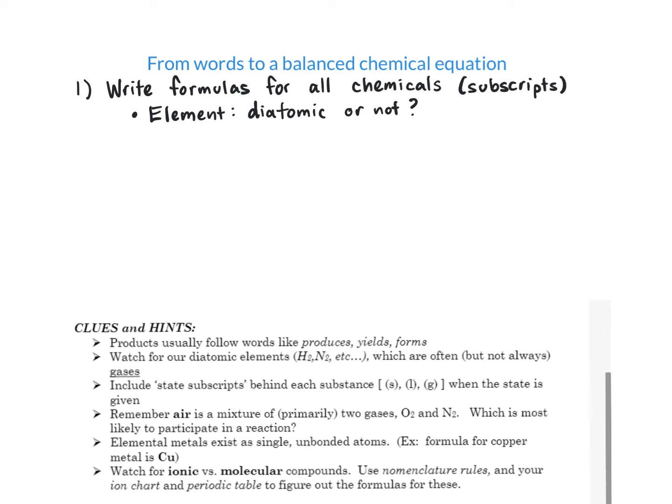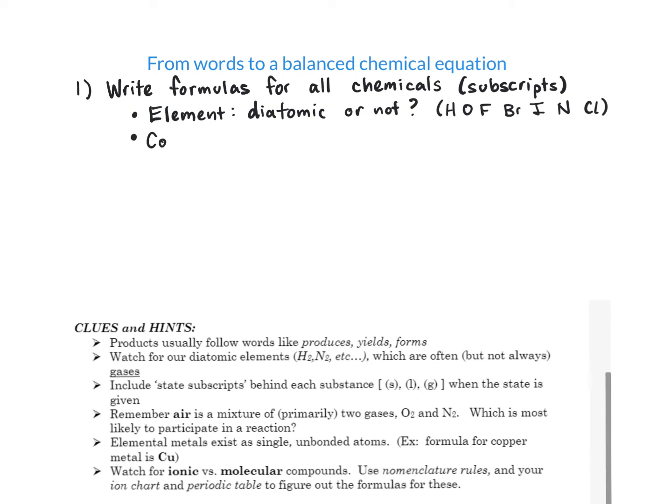So I said there was going to come a time in the future where you needed to know all the diatomic molecules. Well, we have reached that point in this chapter. You do need to know those 7. So hydrogen, oxygen, fluorine, bromine, iodine, nitrogen, and chlorine.